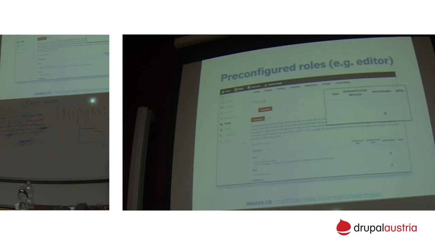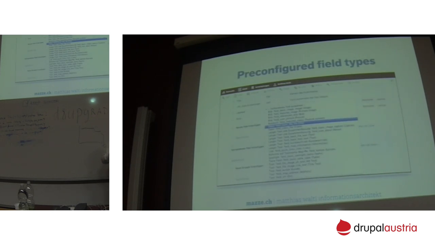Another thing is that a lot of things are pre-configured. During my first 2 or 3 years as having my own Drupal shop, I did things over and over again. One thing was to define roles and access rights, and how do I change that? If you do that once a month, you always forget, or at least I always forget where things can be changed. This is a pre-configured editor role, which makes life easier for site building. Field types, pre-configured, not that important, but sometimes it is.